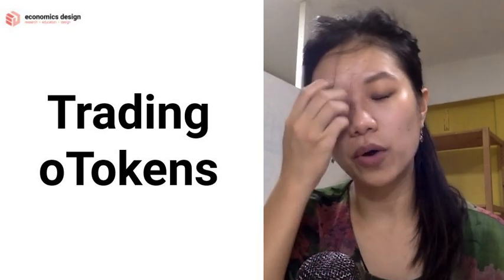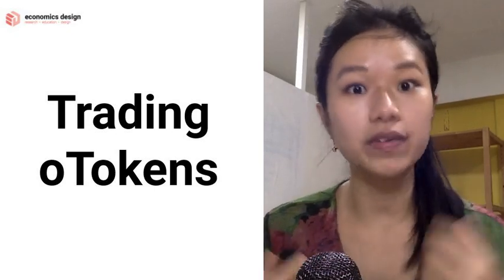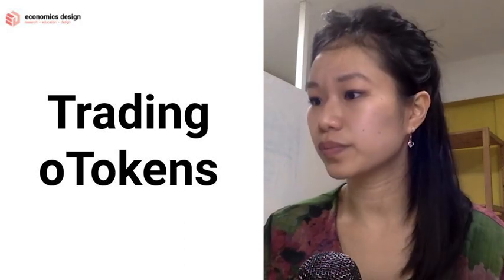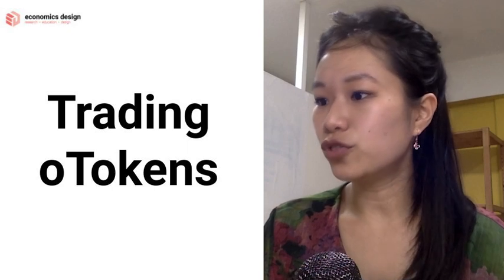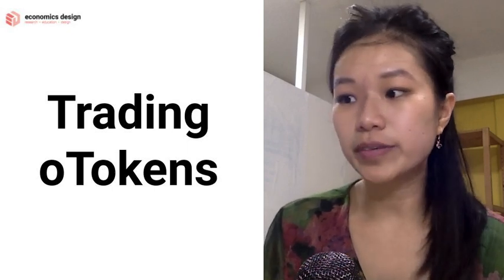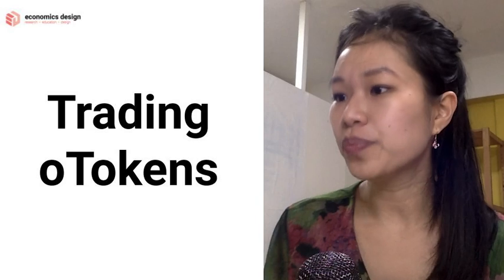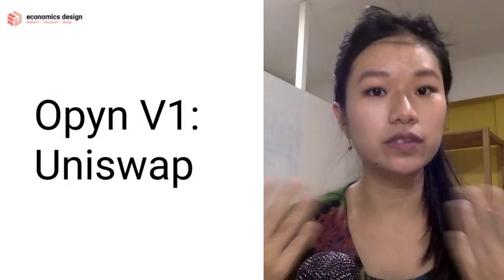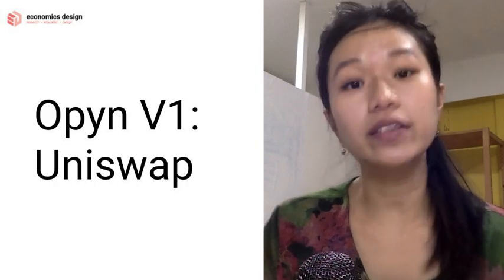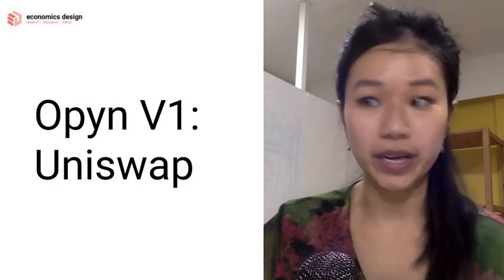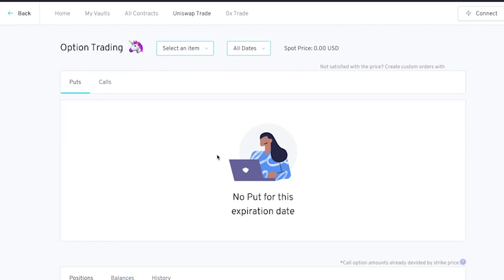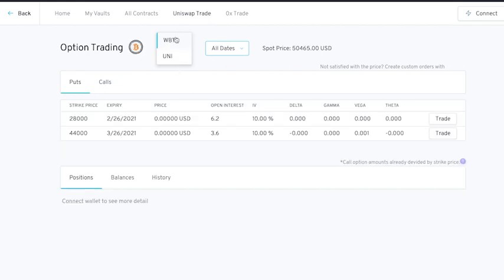Being traded is a lot more interesting because it opens up the conversation of price discovery that we talked about. So if you go to the website, you will see that there is this Opyn monitor for version 1. It uses Uniswap. So you can either go to Uniswap to look for it, or I just go directly to the options platform. So it's opynmonitor.xyz. There you have the different kind of assets available. You have rep BTC and Uni for now.